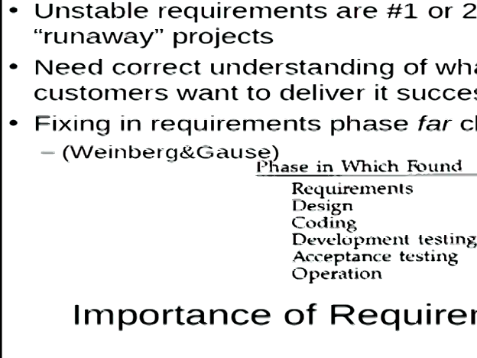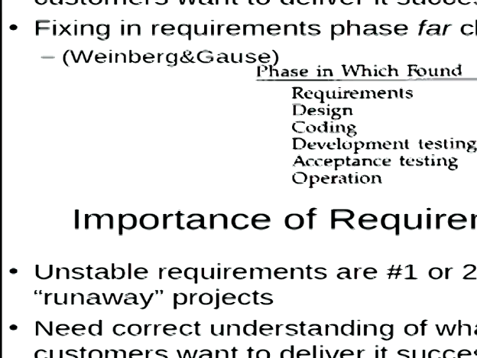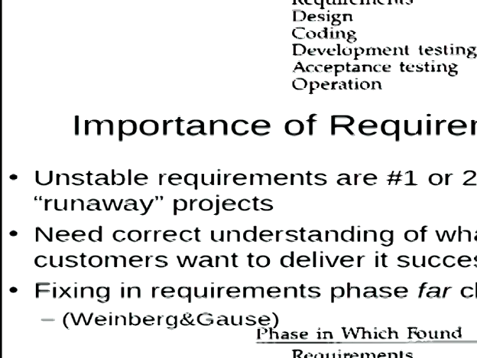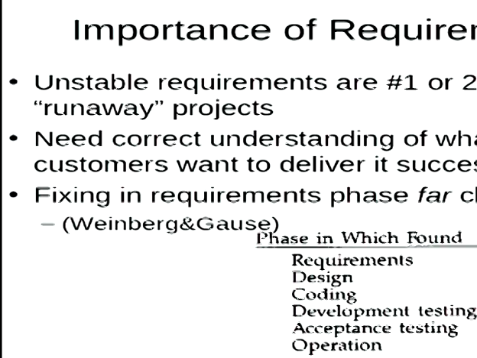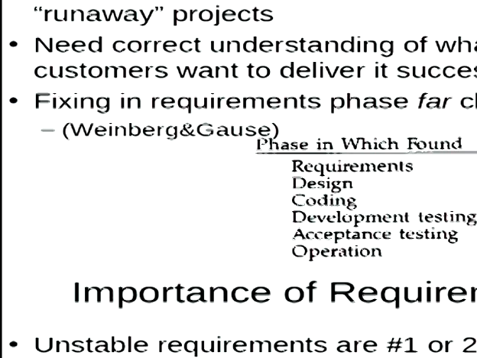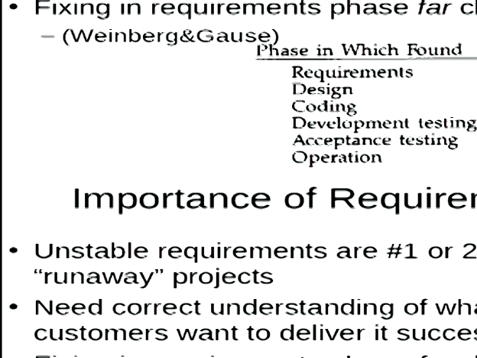Okay, so why talk about this? Well, you may recall from an earlier summary of problems with projects that problems with requirements are the number one or number two reason for failed projects, for runaway projects, projects that take a lot longer than expected to complete, at a lot higher cost than expected, or that are just outright canceled. Why would that be? Why is it that requirements might cause such problems? Can anyone give a few ideas?